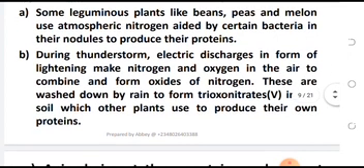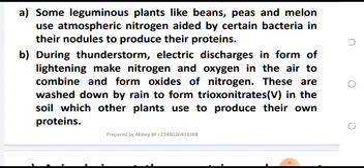As we see on the screen, the first one says some leguminous plants like beans, peas, and melon use the nitrogen in the air with the help of certain bacteria. We call them nitrogen fixing bacteria. There is going to be a reaction between the nitrogen in the air and some chemical substances in the body of plants. They form proteins, that is plant proteins.